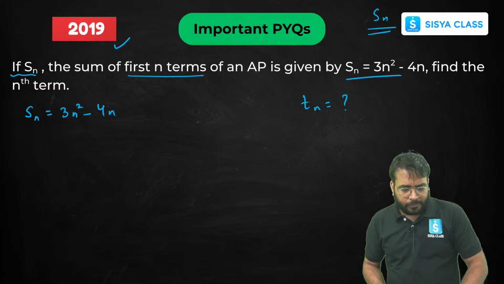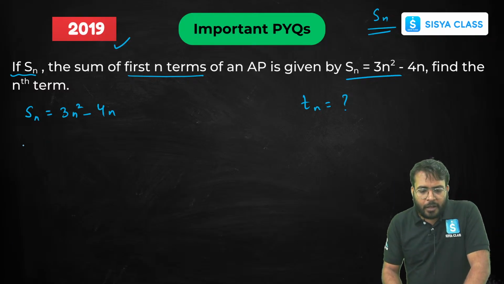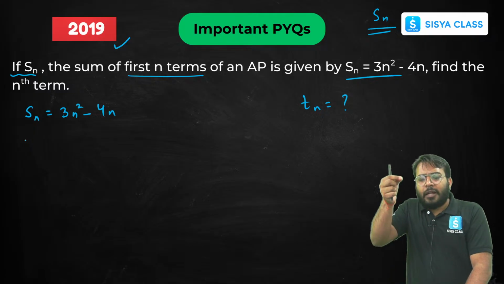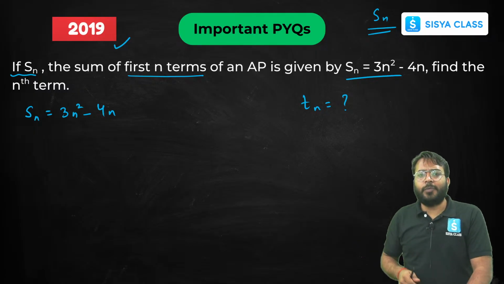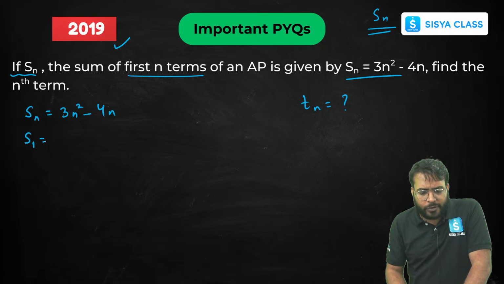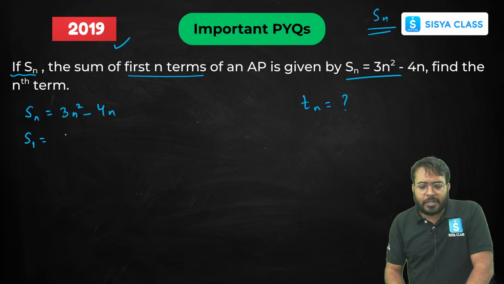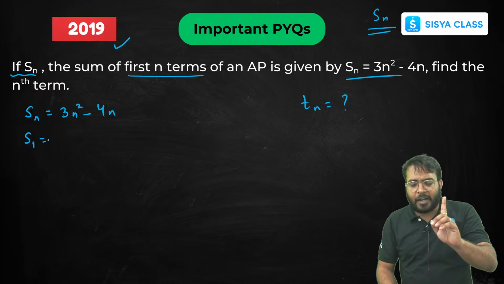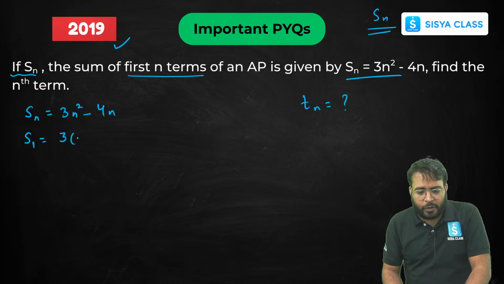First of all, what I told, whenever you are having an equation for Sn, that means the sum of n terms, what will you do? First, you will find out your first term. For the first term, you have to substitute n value as 1. So here you will get 3 into 1 square minus 4 into 1.